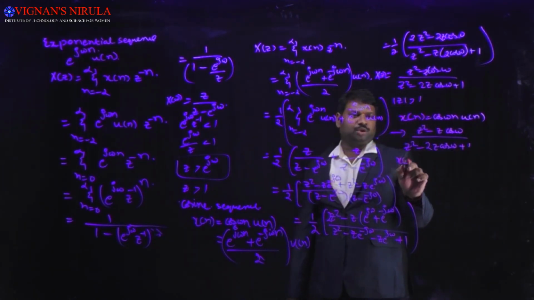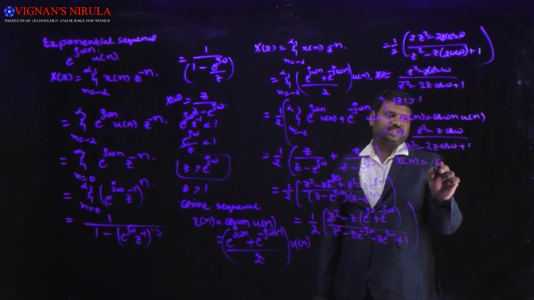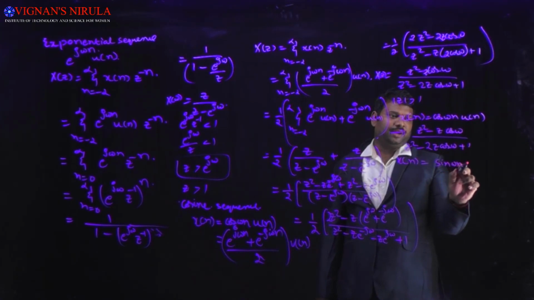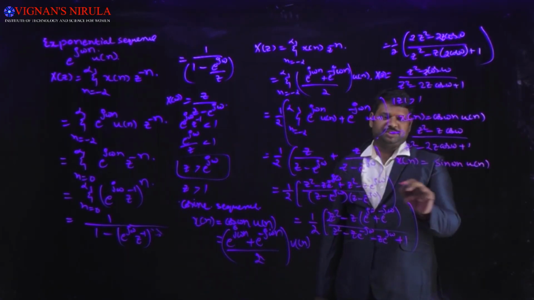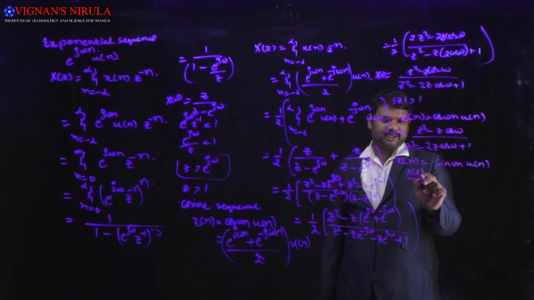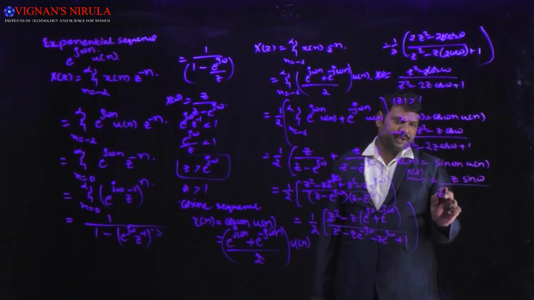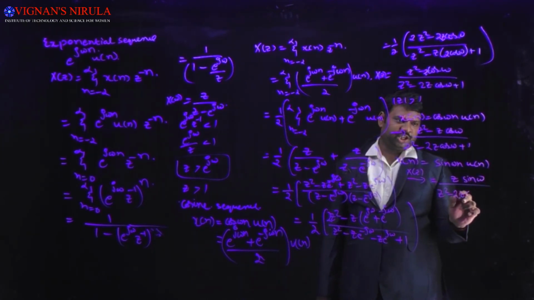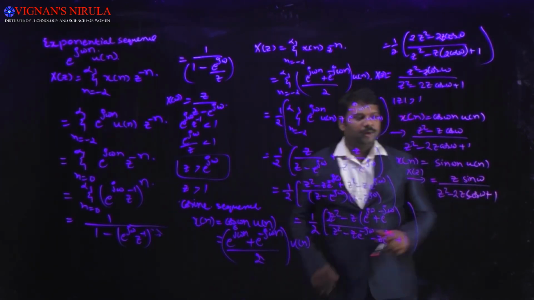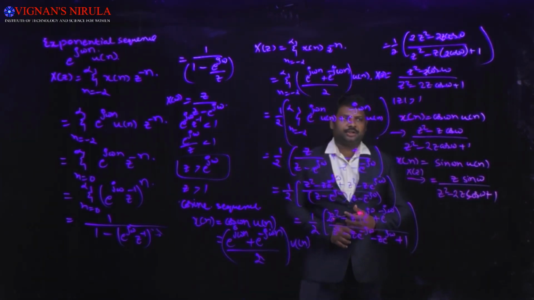Similarly, when x of n is equal to sine of omega n into u of n, when we simplify like this, its Z transform X of Z is Z sine omega by Z square minus 2 Z cos omega plus 1. Its denominator is the same, but in the numerator we'll get Z sine omega.